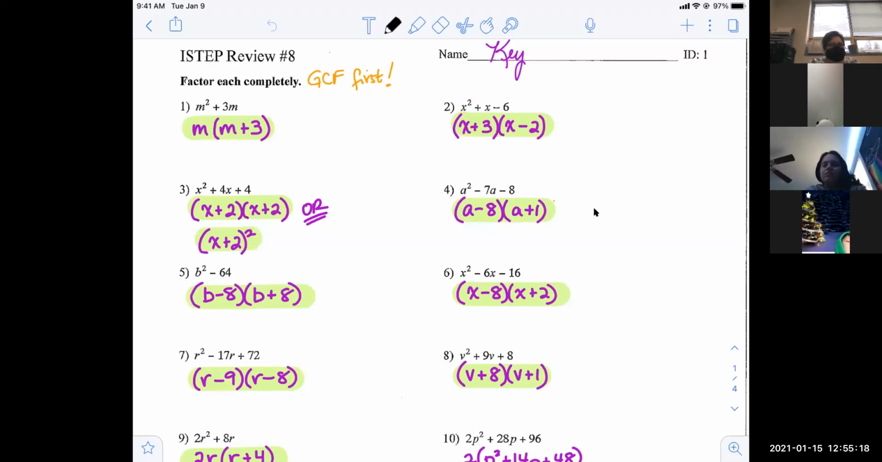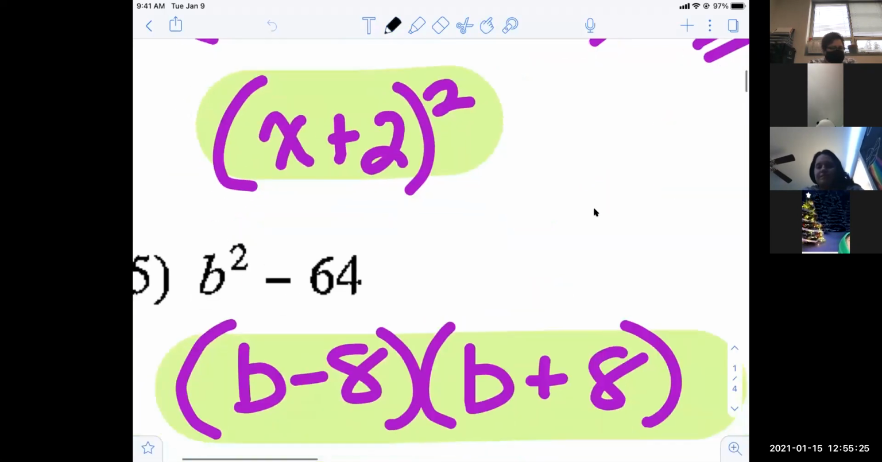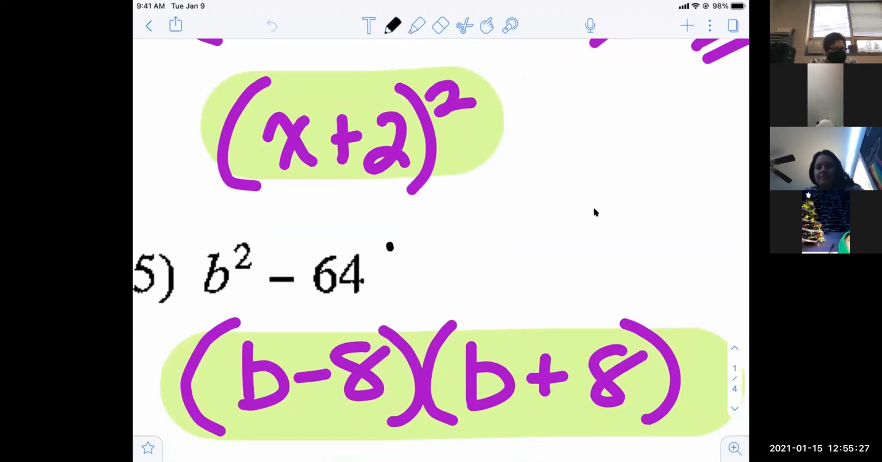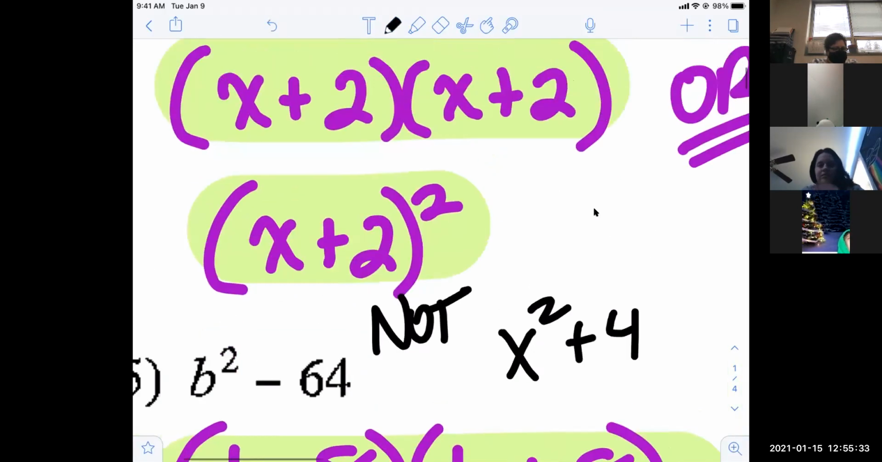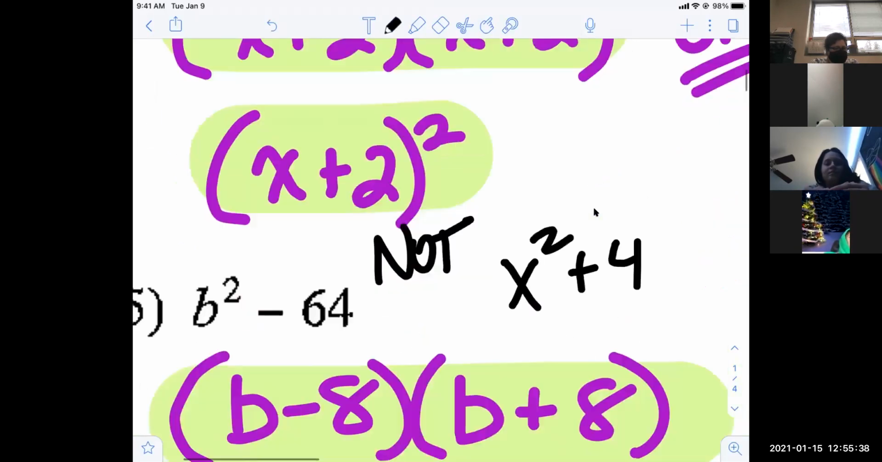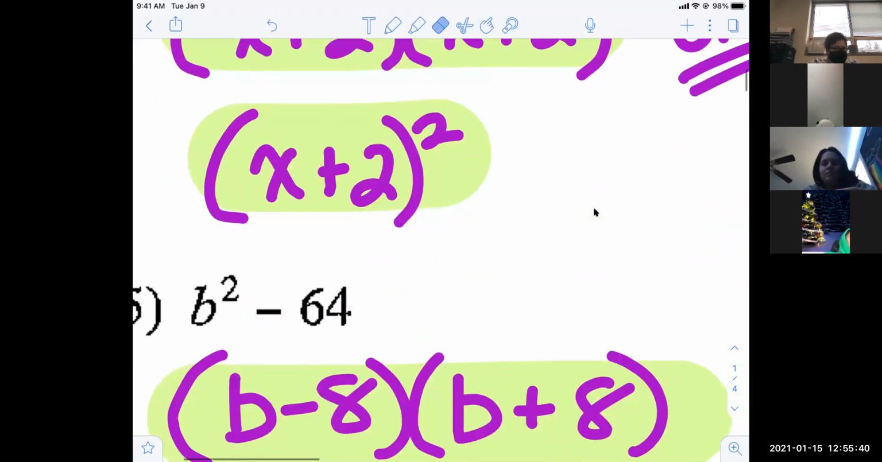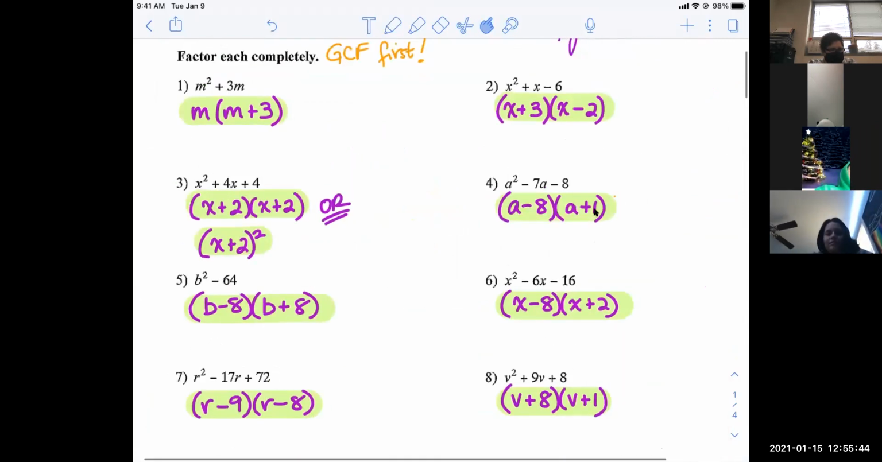But on number 3, you can write it either way, but remember that if I ask you to multiply that out, that is not x squared plus 4, right? You have to write it down twice like that and then FOIL it out, which would give you that back. So if you write the quantity squared, that means you'd have to write it down twice and you do FOIL. Okay, none of those had a greatest common factor, but then later on, I think there were some.